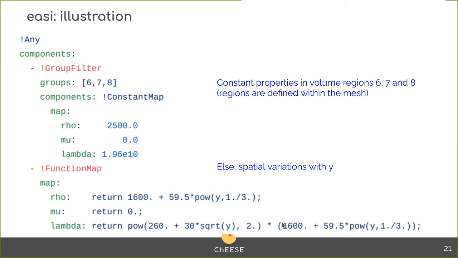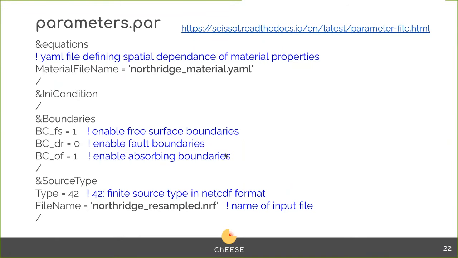These functions don't need to be compiled. They are just processed on the fly by SeisSol. That's a big advantage of EASI. Okay, so now we will have a look at the main parameter file.